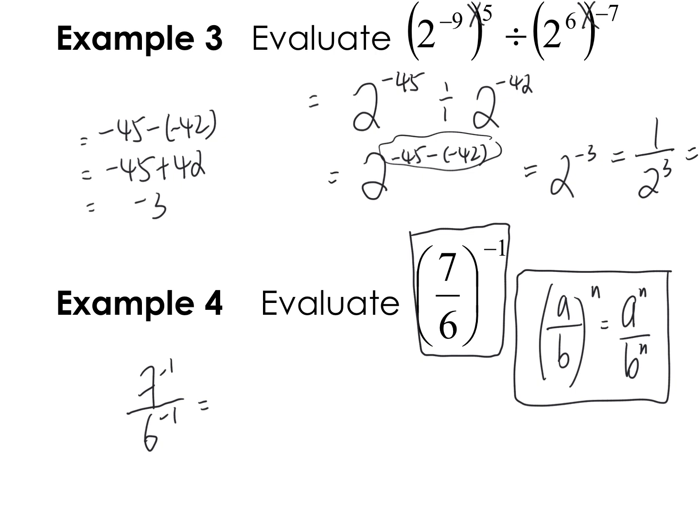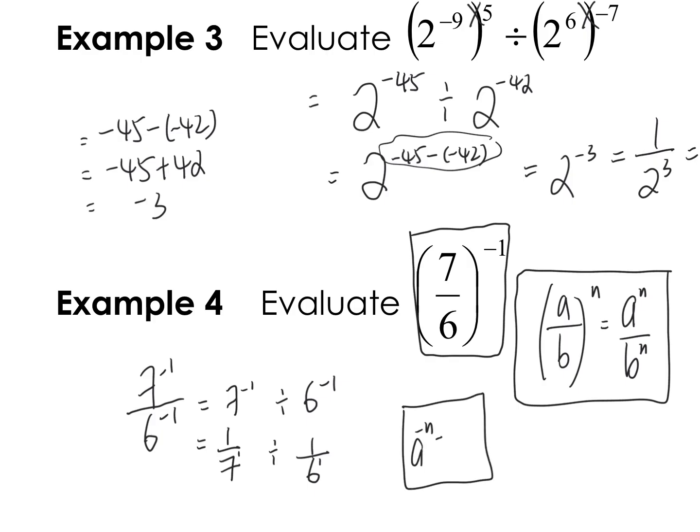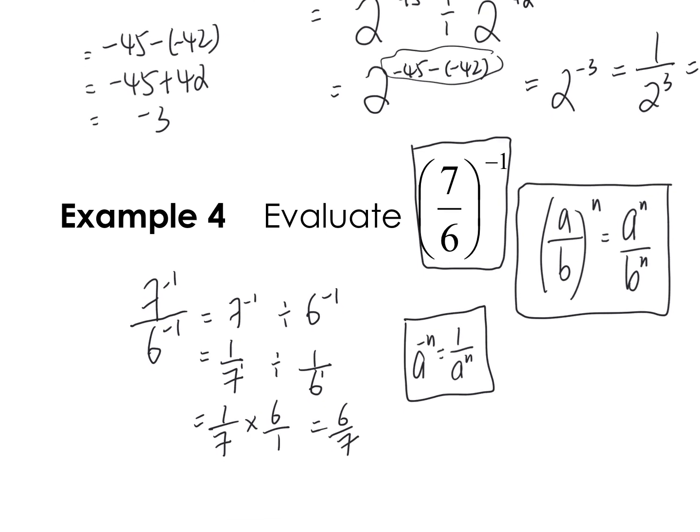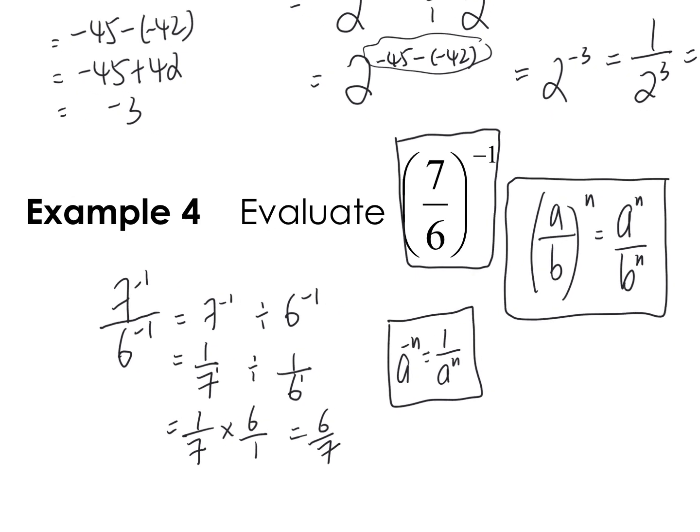So actually, isn't this the same as... right? And then I can write this as 1 over 7. I can write this as 1 over 6. Correct? Because the rule says if I have a negative power, I can bring it down and make the power positive. So you do your keep change flip. And then you end up having 6 over 7. Yeah, we totally planned for this.